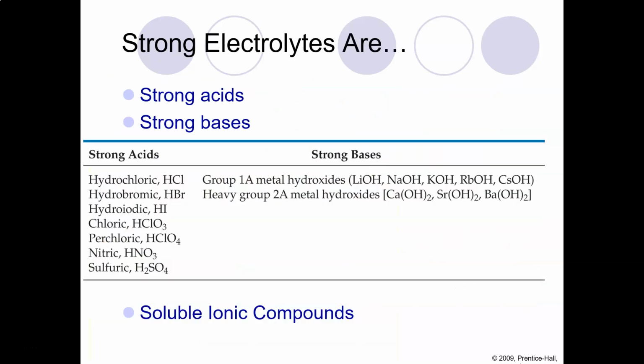So, strong electrolytes, and I'm going to summarize all this here in a second. Things that are strong electrolytes are strong acids and strong bases. And on that table right below that, there's a list of the 7 strong acids and the 8 strong bases. Okay. So those 7 strong acids and those 8 strong bases are strong electrolytes. Also soluble ionic compounds.